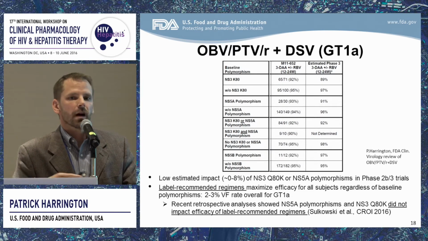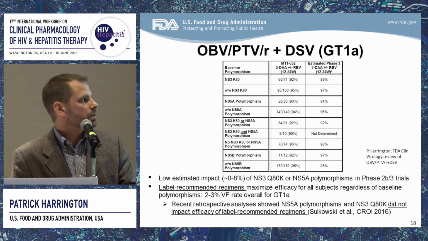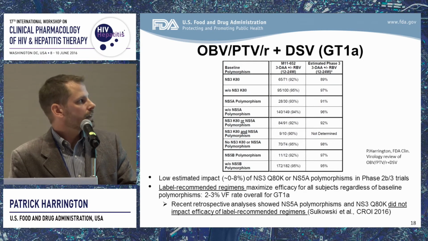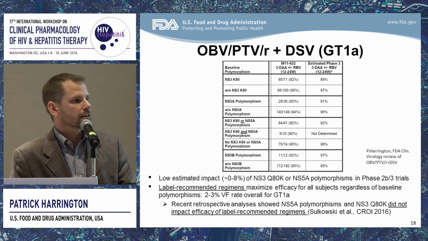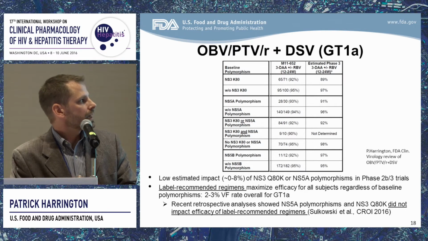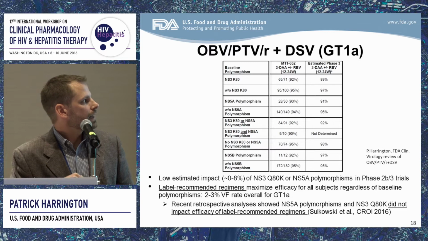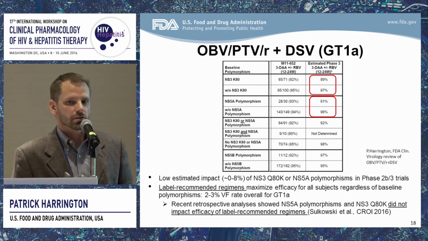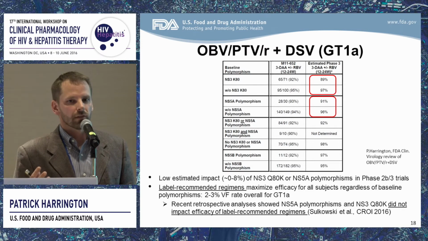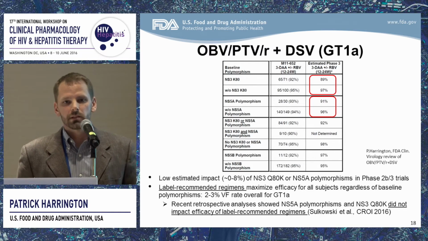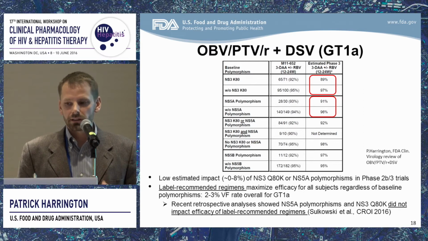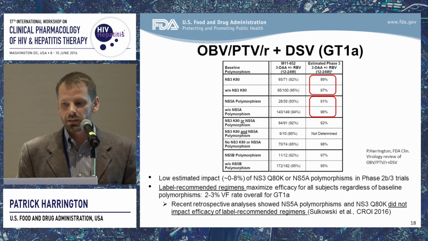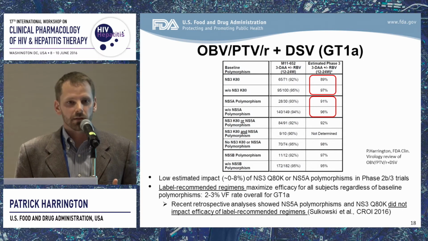And because of this, the sponsor analyzed only a subset of baseline samples for the phase 3 trials, but we did find that in pooled analyses, considering all of the regimens evaluated in phase 3 and all the patient populations, and with some data extrapolation, we could estimate that the Q80K and NS5A polymorphisms did have a modest impact on treatment efficacy. Now, ultimately, with the label-recommended regimens, we took a very conservative approach, and we wanted to limit the chances of virologic failure and really maximize efficacy with this regimen for all subjects, regardless of the presence of baseline polymorphisms.